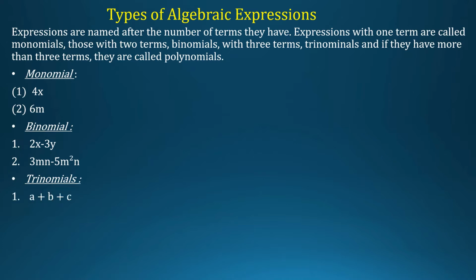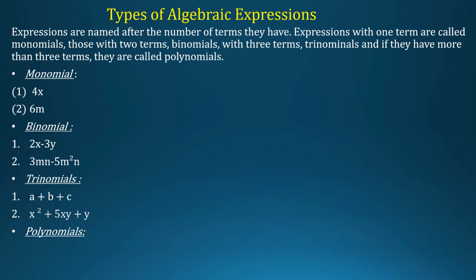Third, trinomials. In trinomials, three terms are present. Let us see the examples of trinomials. First example is a plus b plus c. Here a, b and c are the three terms which are separated by addition signs in between. So this is an example of trinomial. Second example is x square plus 5xy plus y. Here also three terms are present, that is x square, 5xy and y. So this is also an example of trinomial.